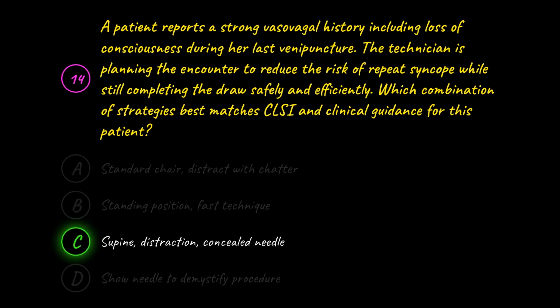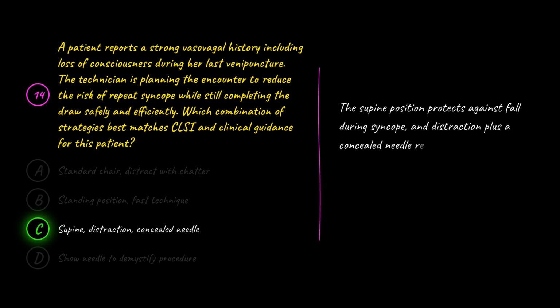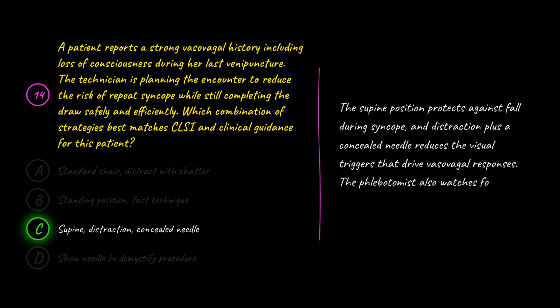The correct answer is C. Supine distraction, concealed needle. C is correct because the supine position protects against fall during syncope, and distraction plus a concealed needle reduces the visual triggers that drive vasovagal responses. The phlebotomist also watches for early signs throughout the draw to intervene quickly if needed.